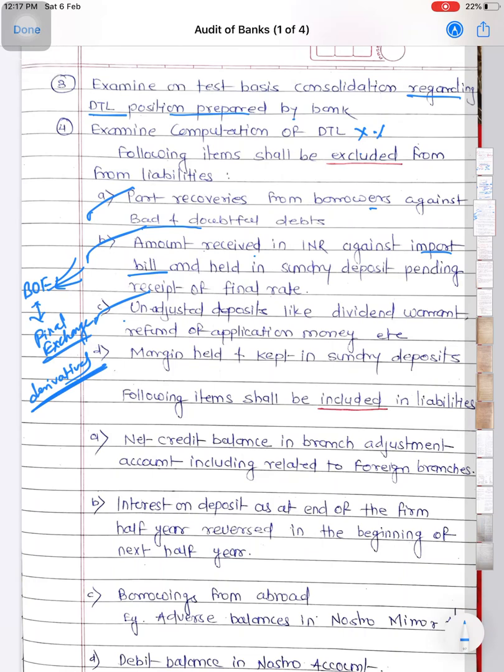Then the following items shall be included in the liabilities. What is to be included? Net credit balance in branch adjustment account including that related to foreign branches. Whatever inter-branch transactions happen, if there is a net credit balance in the branch adjustment account, that is to be included. I am payable to the branches.